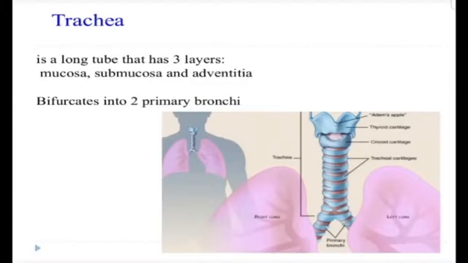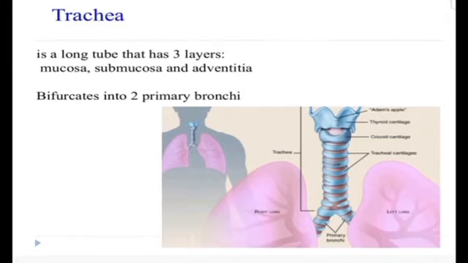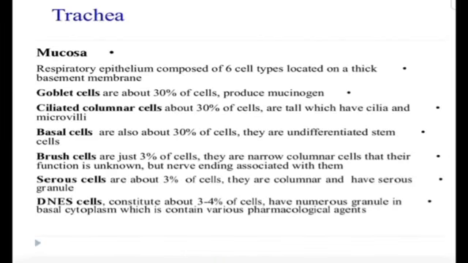The trachea is a long tube that has three layers: the mucosa, submucosa, and adventitia. It bifurcates into two primary bronchi. So this is the trachea. This is a tube which has C-shaped rings of hyaline cartilage, just to make it patent all the time. Nature has provided these C-shaped rings of hyaline cartilage. And at the level of the carina, it divides into two principal bronchi.